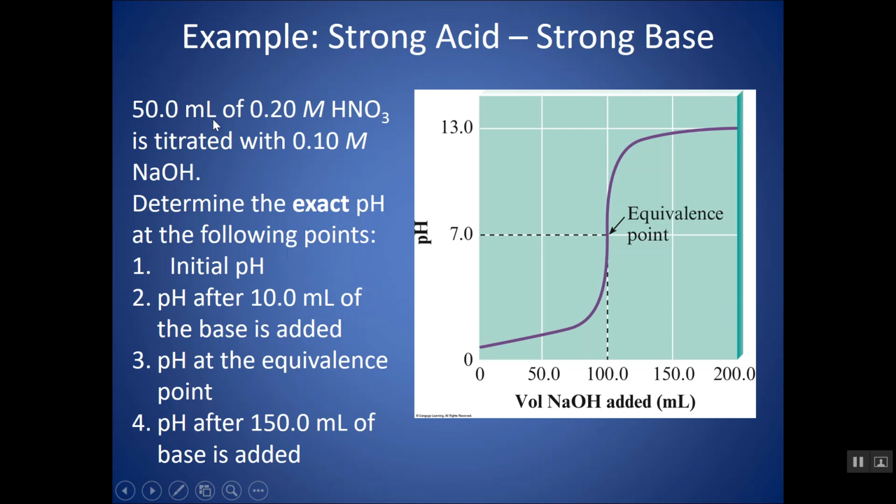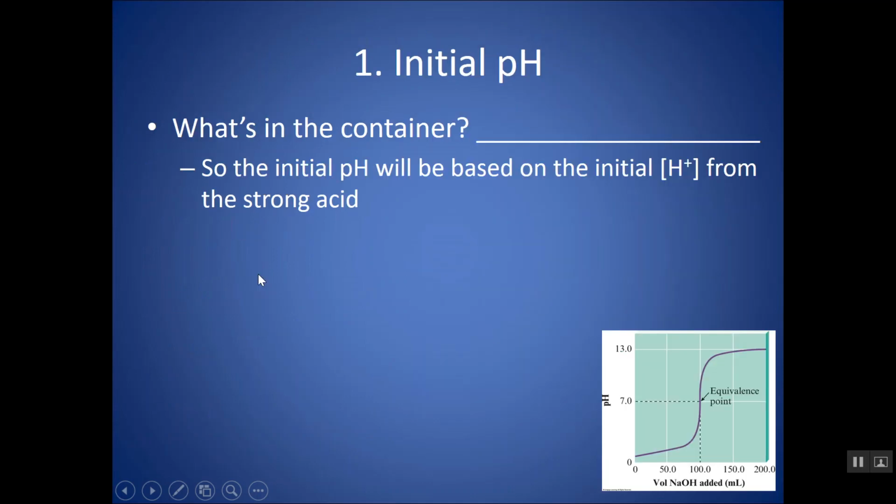Okay, so let's look at an example. I'm telling you to start with 50 milliliters of 0.2 molar nitric acid, which is a strong acid, and it's titrated with 0.1 molar NaOH. And I want you to determine the pH at these exact points. If you have a problem on an AP or a test, you're probably not going to be asked for the pH at every one of these points, but you might be asked for one of them, so you've got to know how to do it in each of these different scenarios. And you might say, hey, can I just use this graph? Yeah, but I want to show you, based on calculations, how you can also get an exact answer.